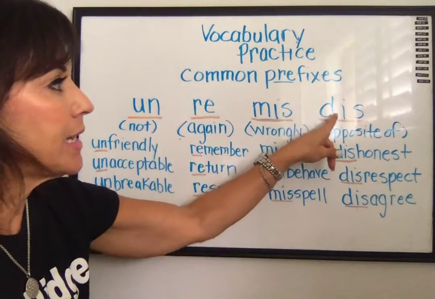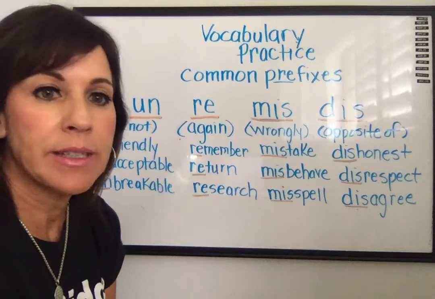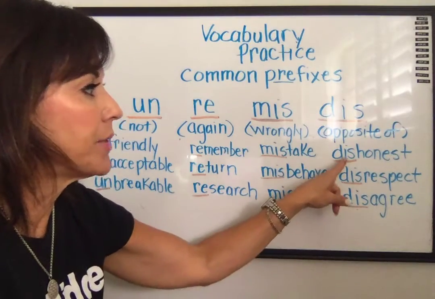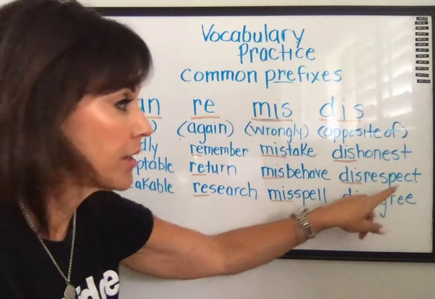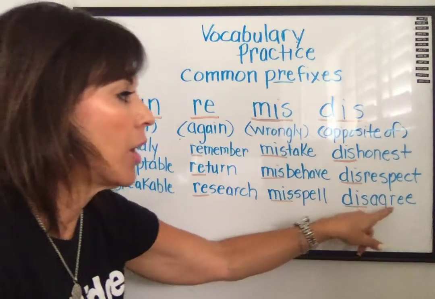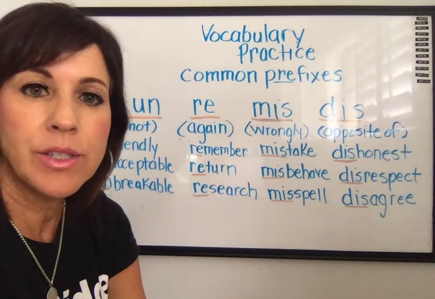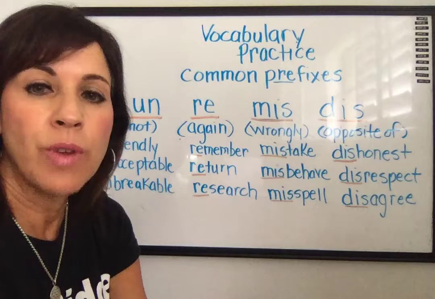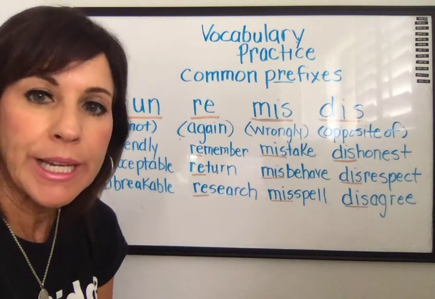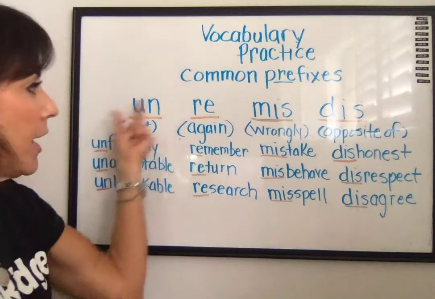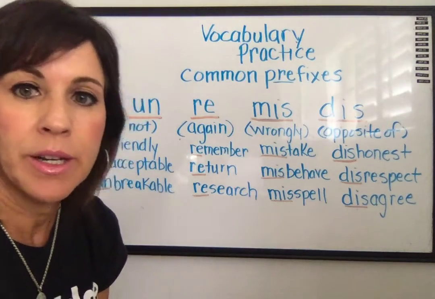Okay, and dis, meaning the opposite of. Let's practice these vocabulary words. We have dishonest, disrespect, and disagree. Okay, we are going to continue working with some prefixes just to help you as you recognize your root words, help you understand that by adding these ahead of time, ahead of your root word, you change the entire meaning of the word.